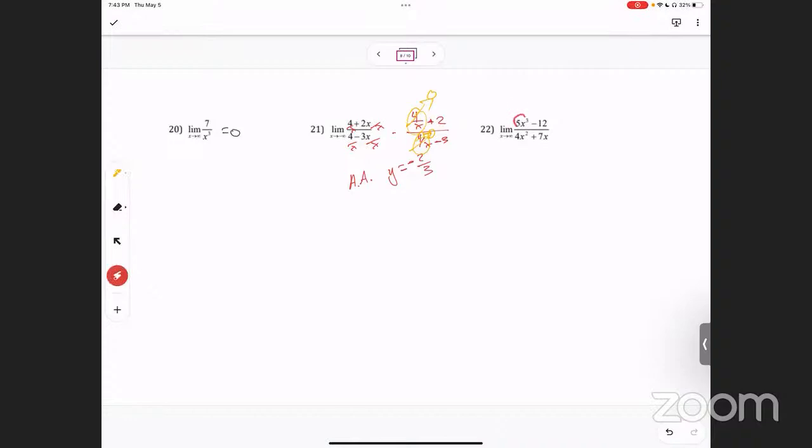Or you could just realize, oh wait a minute, this is top heavy. So the limit does not exist. That means it does not have a horizontal asymptote, and therefore it doesn't exist.